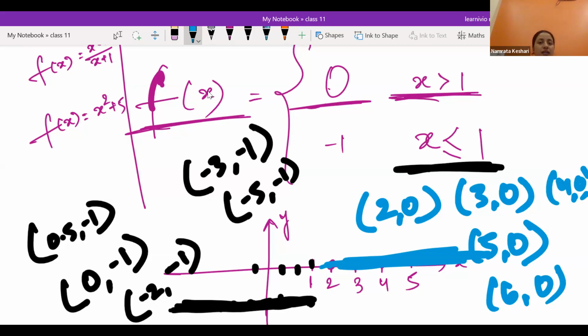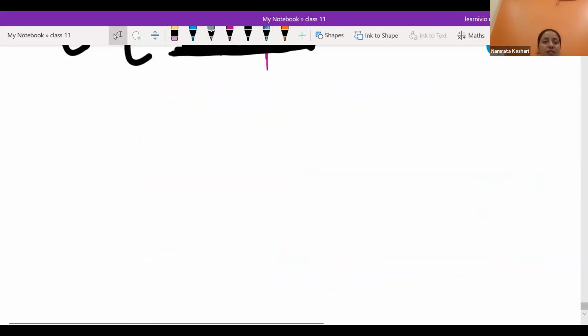So are you understanding that this is nothing but just a function defined in pieces? Previously, whatever functions we have seen used to be given in a straightforward manner, but a function can be given in pieces as well. Is it making sense? Yes, ma'am.